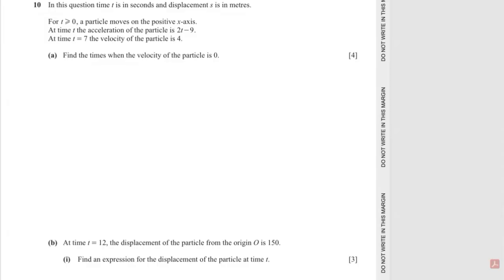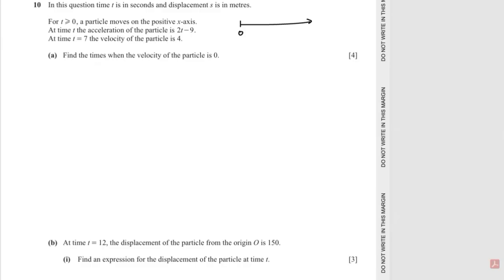Question 10. In this question, time t is in seconds and displacement s is in meters. For time greater than or equal to 0, a particle moves on the positive x-axis. At time t, the acceleration of the particle is this. So there's some information. It's a kinematics question, and we treat motion as in one direction, like in the x-axis. Though it's a non-linear motion, we treat it as the x-axis.